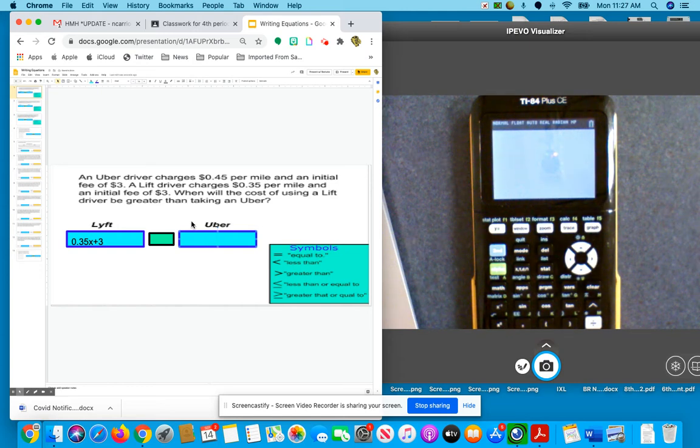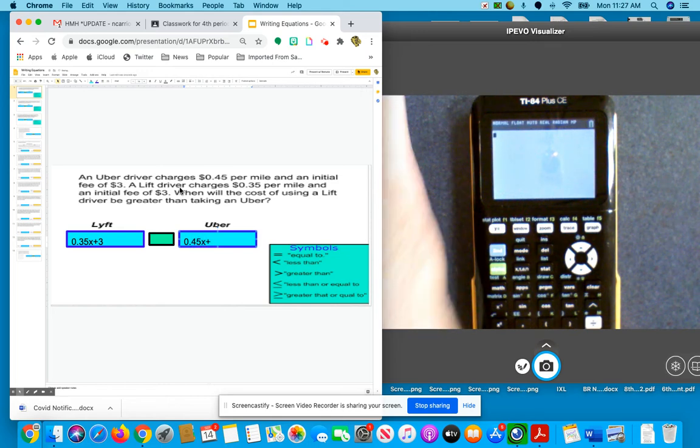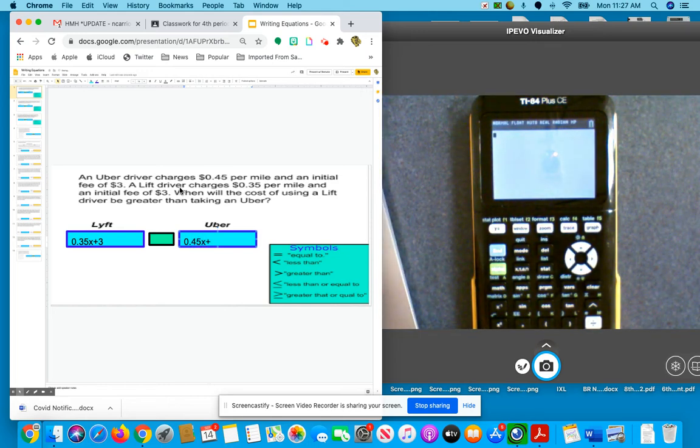Okay. And so then we're going to go to the Uber driver. Uber driver charges 45 cents per mile, 0.45X, plus $3 for the initial fee. And so we were able to talk about the Lyft driver over here and talk about the Uber driver.